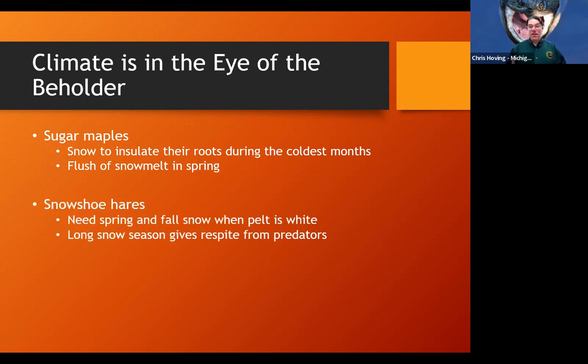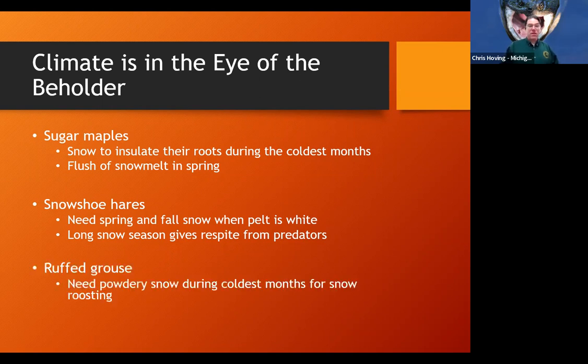Another species that is also snow dependent is snowshoe hares, but they don't have roots. They're not really worried about the insulation effects. It's more that they need spring and fall snow when their coat is white, and they need no snow when their coat is brown. They change color to camouflage themselves. And if the climate changes and leaves them brown when it's white or white when it's brown, that's a big problem.